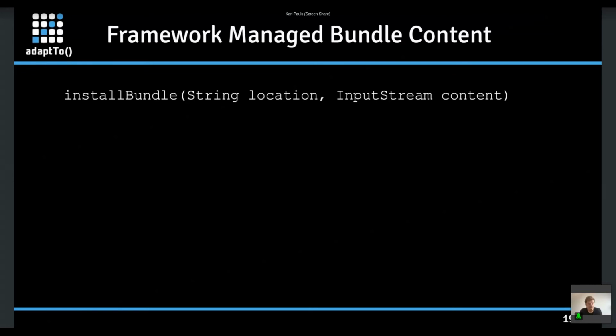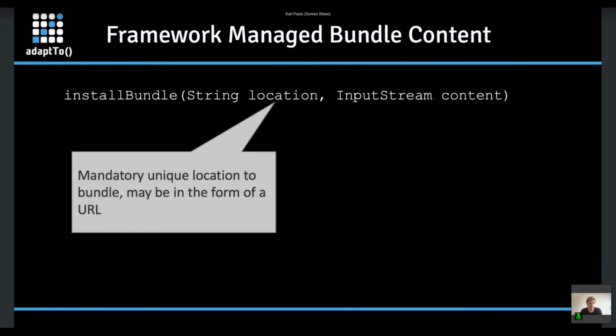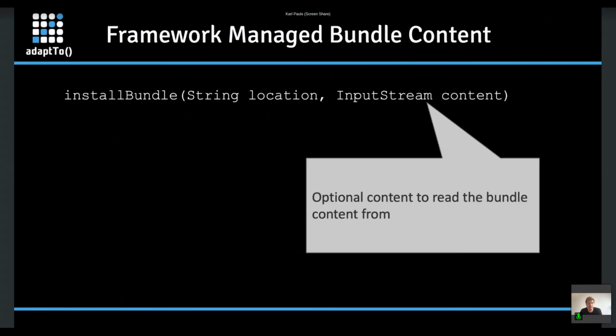We piggybacked it for the most part on the install bundle call. So what happens in the normal install bundle call on the bundle context? You give it a string location and then a content, and the location needs to be unique and can be a URL, but doesn't have to be. And optionally, you can give us an input stream from where to load the bundle from.